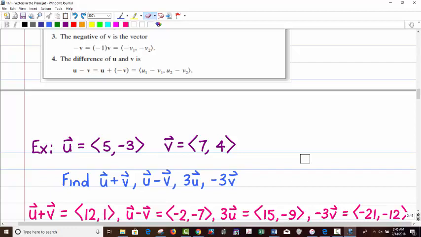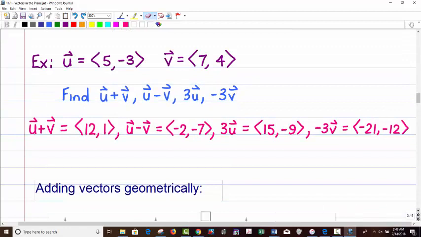However, the answer would not be the number 0. You would not say, oh, that equals 0. That would be wrong. It's actually the 0 vector. So it would have to be written as 0 with the arrow above it, or just 0, 0 as the components. So you can't subtract two vectors and come up with a single number. It would have to be a vector.